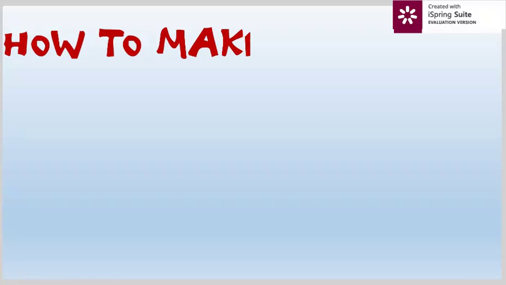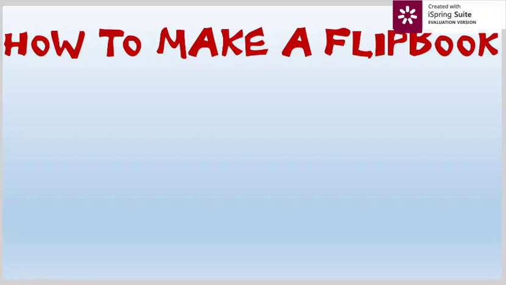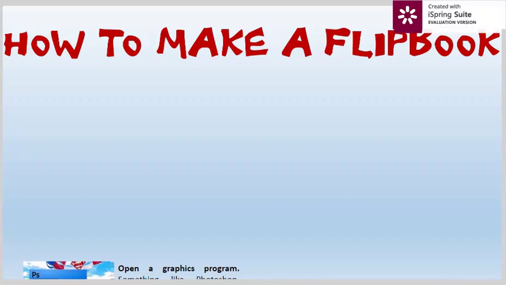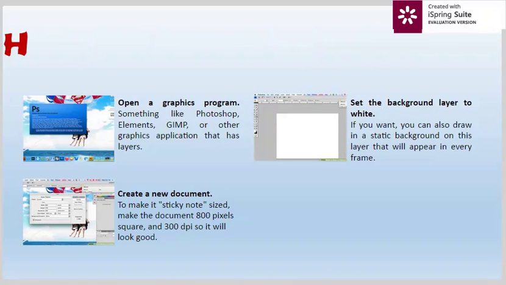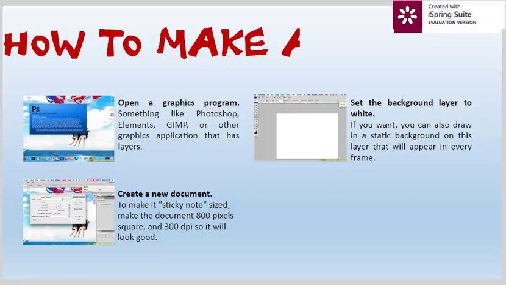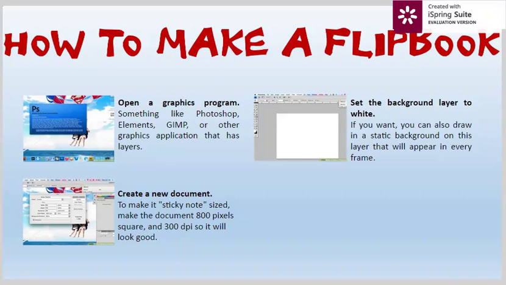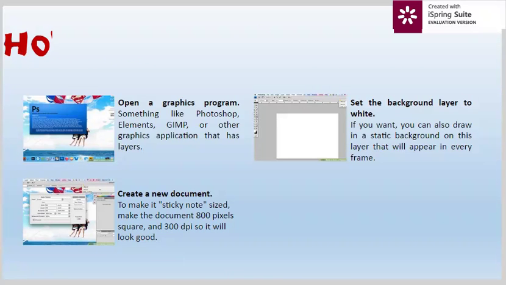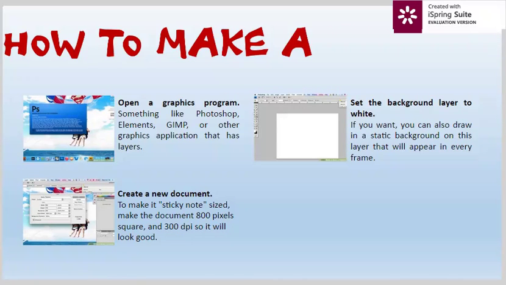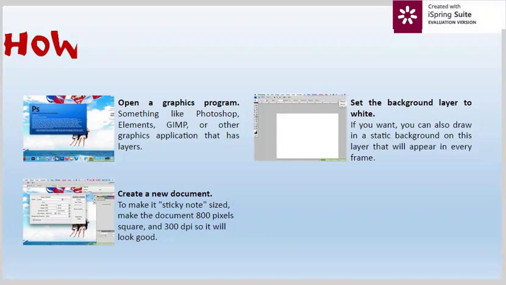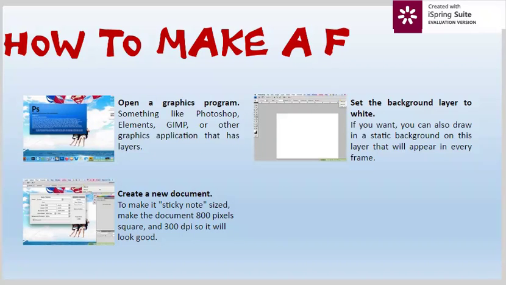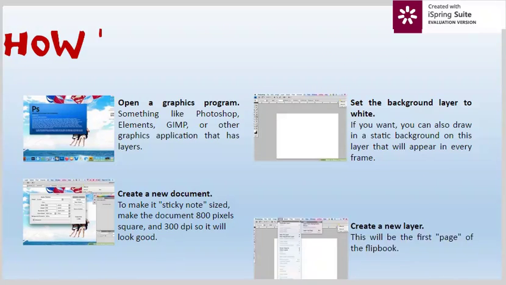Another method to make a flipbook is by using graphic software. First, open a graphic program, something like Photoshop Elements, GIMP, or another graphic application that has layers. Second, create a new document. To make it sticky note size, make the document 800 pixels square and 300 dpi so it will look good. Third, set the background layer to white. If you want, you can also draw in a static background on this layer that will appear in every frame.